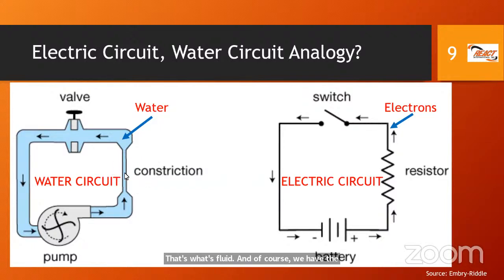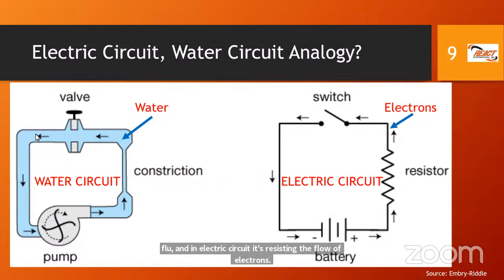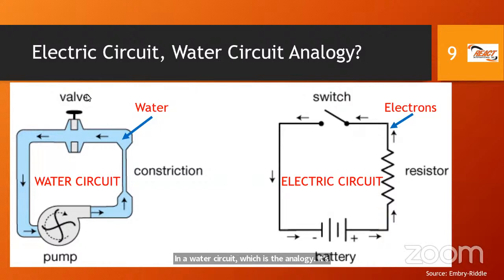It could be a constriction in the water circuit, a smaller pipe. Same thing with the electric circuit. So it provides resistance to the flow. So in the case of water, this constriction or smaller pipe will provide resistance to the flow, make it more difficult for that water to flow. Same thing in an electric circuit. The load or the resistor will provide resistance to the flow. And in an electric circuit, it's resisting the flow of electrons. In a water circuit, which is the analogy, it's providing a resistance to the flow of water.